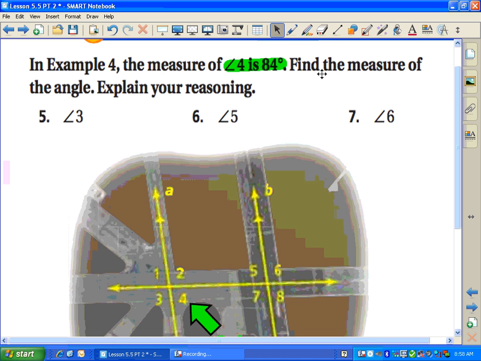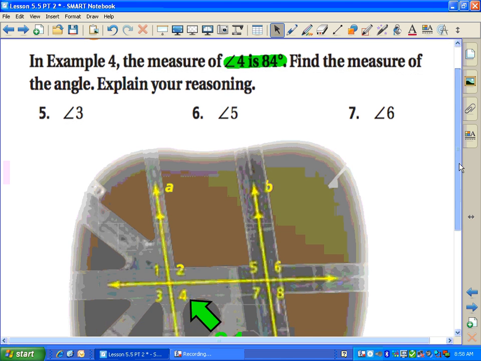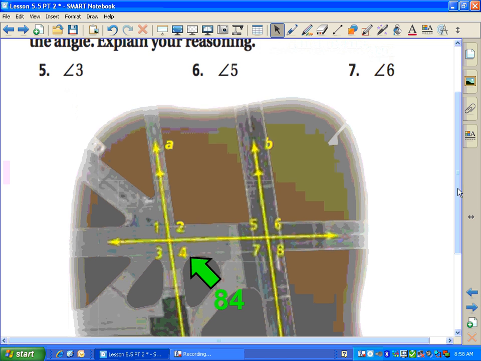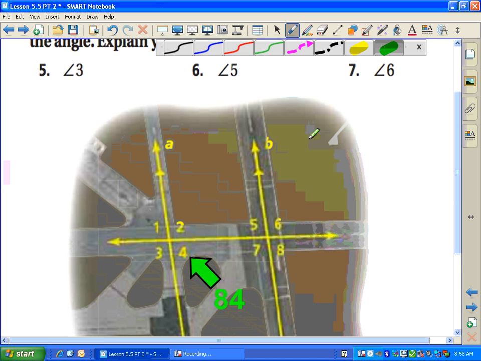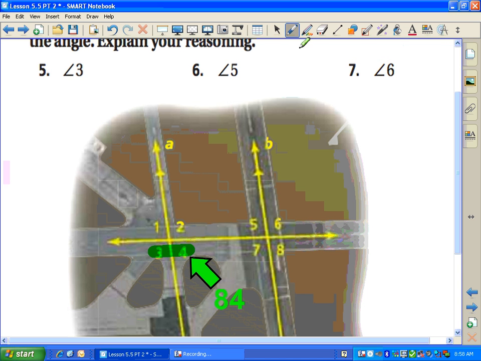They want us to find the measures of angle 3, 5, and 6. So I'm thinking that these two angles have to be supplementary to each other. Plus 10 bears, nice vocab. They have to be supplementary to each other, or they have to add up to 180 degrees. So I'm going to take 180, and I'm going to subtract 84 from it.